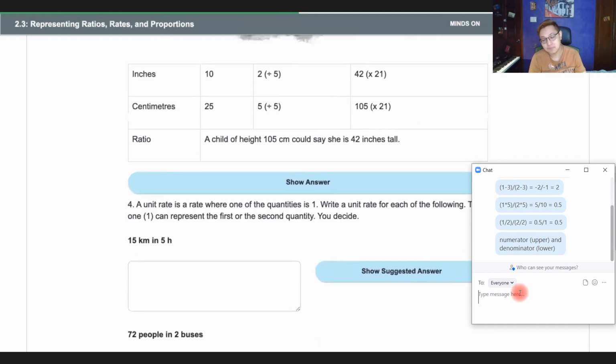So number 4: a unit rate is a rate where one of the quantities is 1.